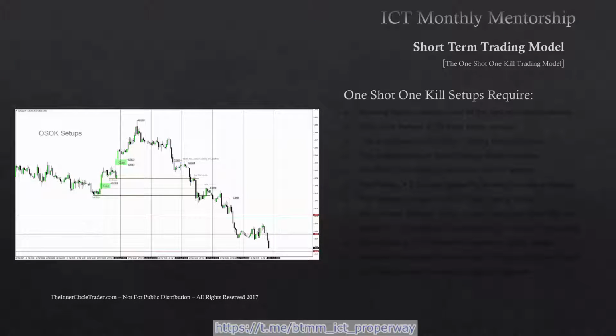Okay, one shot, one kill setups. What does it require to do these efficiently and successfully? Well, first, you have to know all the macro conditions and all of the January content lessons. You have to be proficient with understanding the IPDA data ranges, looking back at the last 20, 40, and 60 trading days, looking for PD array matrix concepts applied to both time and price.